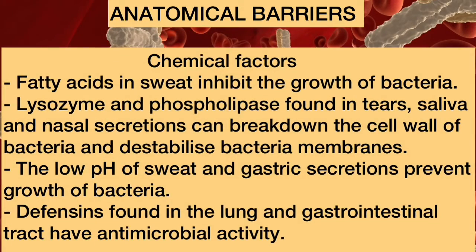Some examples of the actions of chemical factors of the anatomical barrier are as follows. Fatty acid in sweat inhibits the growth of bacteria. Secondly, lysozyme and phospholipase found in tears, saliva, and nasal secretions can break down the cell wall of bacteria and destabilize bacterial membranes. Thirdly, the low pH of sweat and gastric secretions prevent growth of bacteria. Also, defensins found in the lung and gastrointestinal tract have antimicrobial activity.